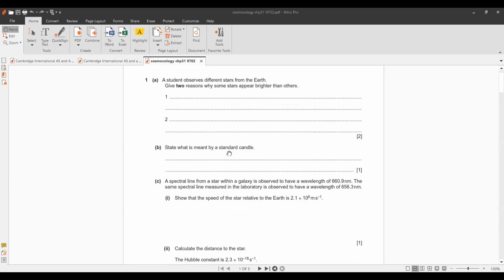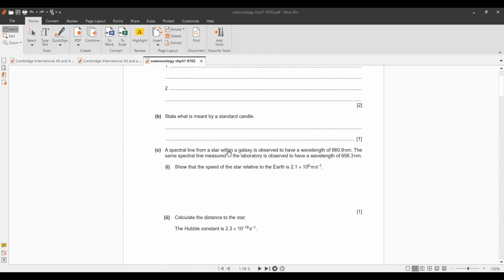Then they have a question: what is meant by standard candle? What is the meaning of standard candle? One whose luminosity is known.